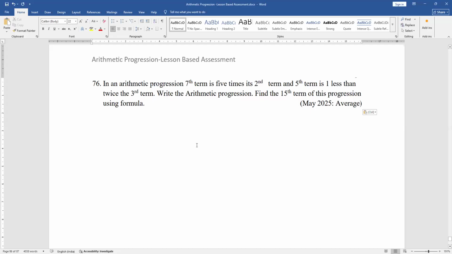Now I move on to the problem number 76. In an arithmetic progression, seventh term is 5 times its second term, and fifth term is 1 less than twice the third term. Write the arithmetic progression. Find the 15th term of this progression using formula.